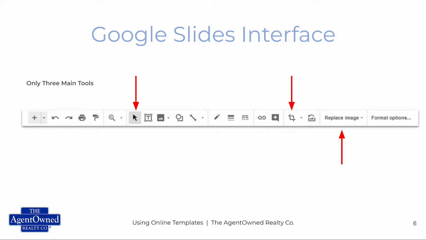Now, there are a bunch of different things on this toolbar, but there are really only three main tools that you're going to use when you're working with the online templates. You're going to be using the Selection tool, the Crop tool, and the Replace Image tool. That's it. That's all you really have to worry about.